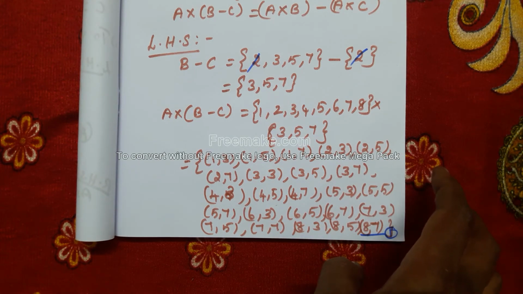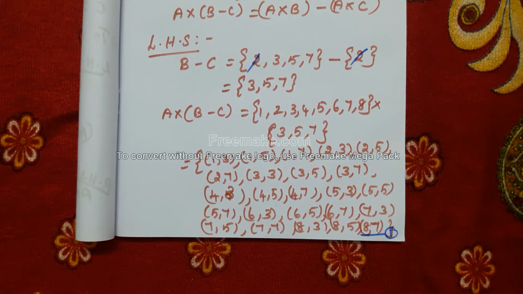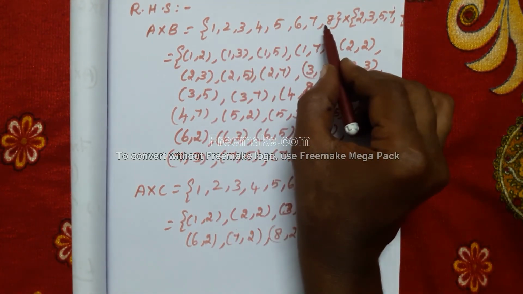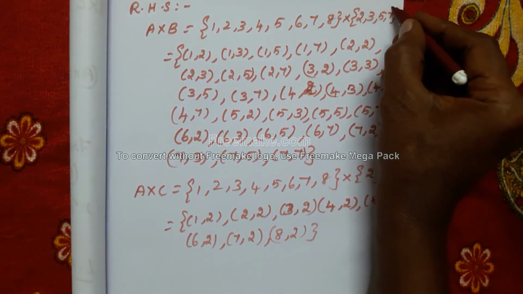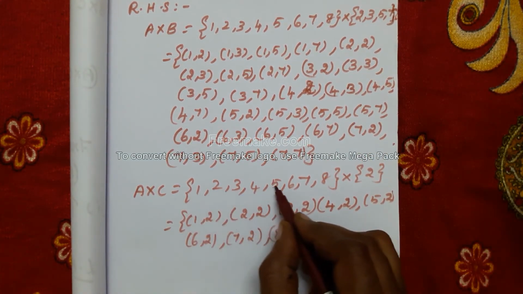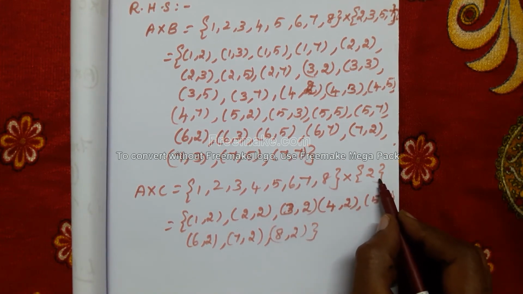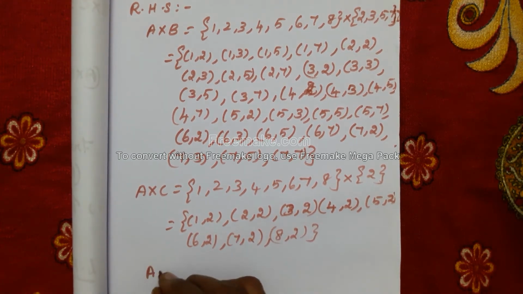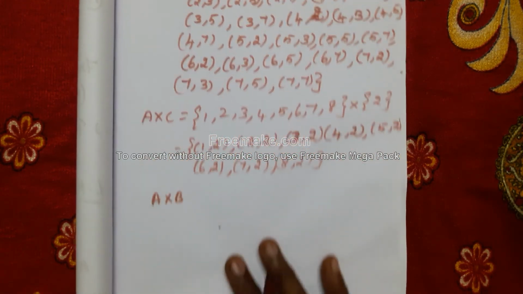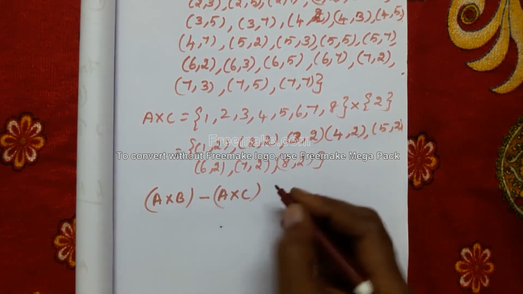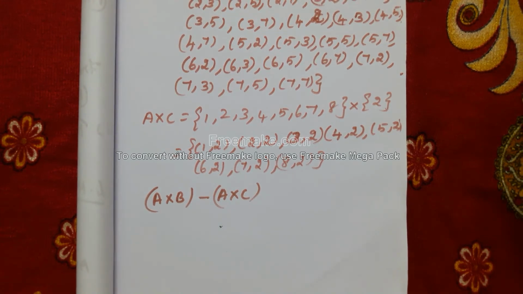Then we have to find out A cross B and A cross C. A cross B is 1, 2, 3, 4, 5, 6, 7, 8 cross 2, 3, 5, 7. Okay. Next A cross C is 1, 2, 3, 4, 5, 6, 7, 8 cross C, which is 2. That also we have to find out. Next we have to find out A cross B difference A cross C.